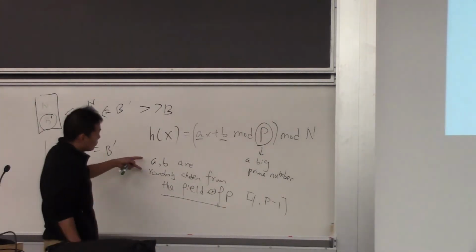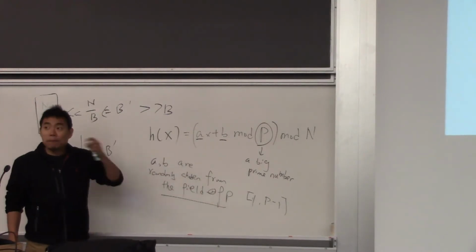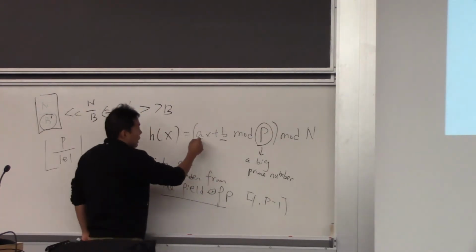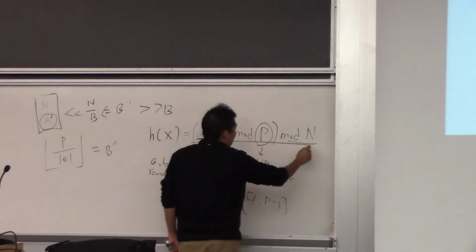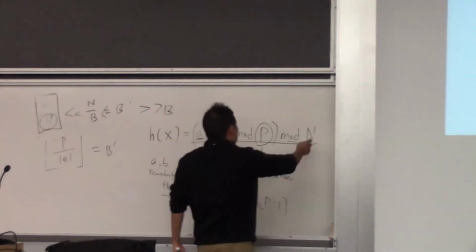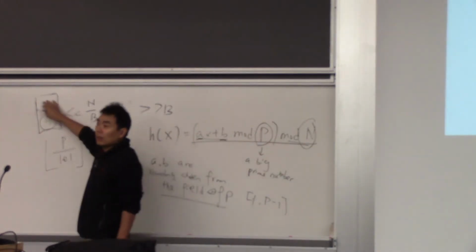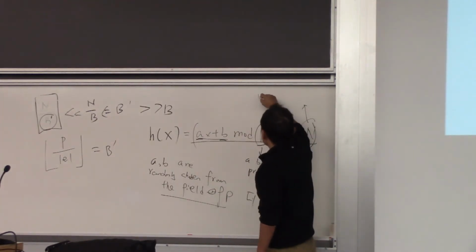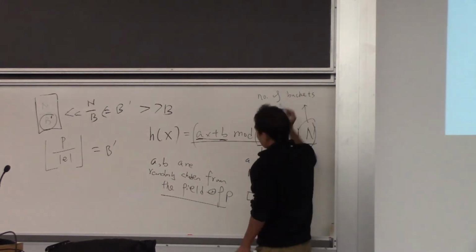So you randomly choose two numbers, a and b. A and b do not have to be prime. From the field of p, p the prime. Then you simply do ax plus b mod p, the whole thing mod n. The reason is to make sure the output is in the range of 0 to n minus 1. I agree there's a little bit of abuse of notation. This n is different from this n. This n denotes the total number of records, whereas this denotes the number of buckets you have.